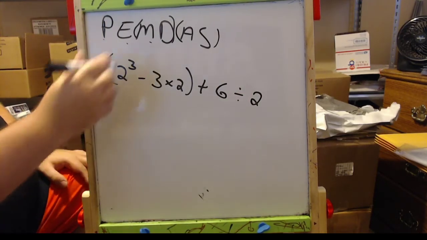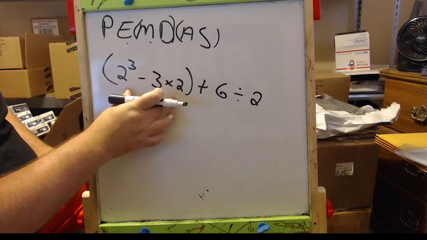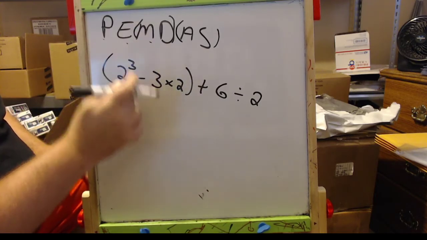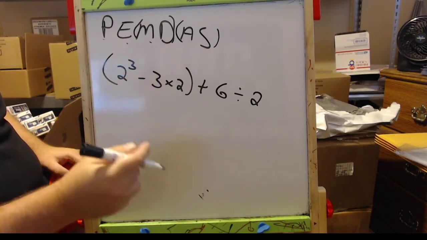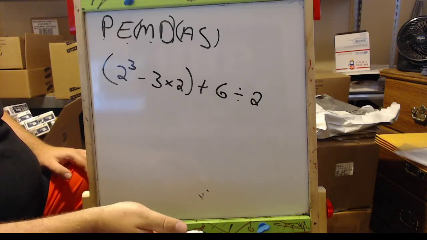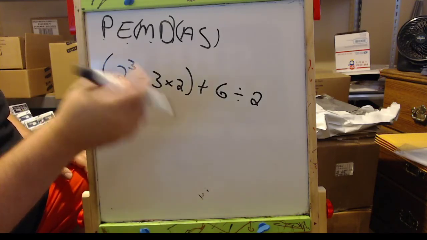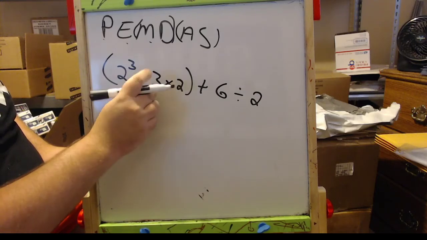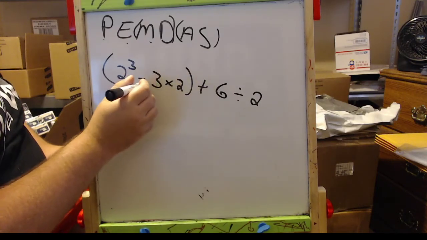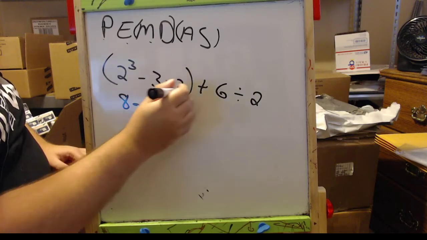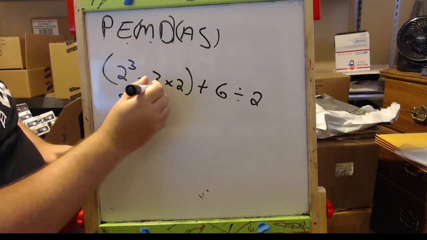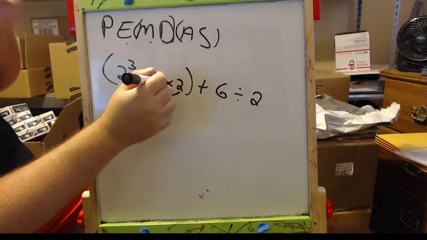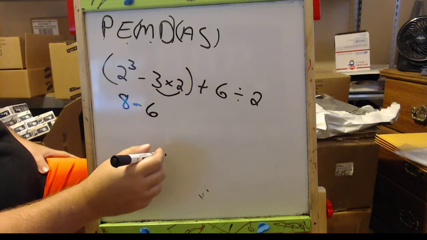Okay, so we would do our exponents. We look in the parentheses first, then the exponents inside the parentheses. 2 cubed, 2 times 2 times 2. So 2 times 2 is 4, times 2 again, so 2 cubed is 8. Now, minus 3 times 2. Minus 3 times 2, so that would be a minus 6. We would do this next because it's multiplication.